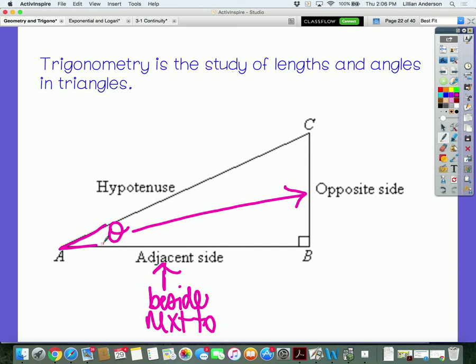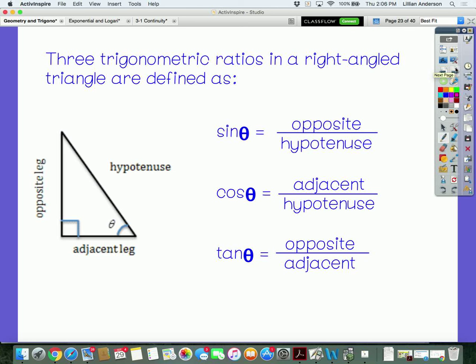Questions on this? You remember those words? Those words were associated with something related to geometry. What was it? Cosine, sine, and tangent. Yes, that's when that came into play. We are going to be talking about that today. Okay? Now, you have three trigonometric ratios in a right angle triangle. They are defined as sine, cosine, and tangent.